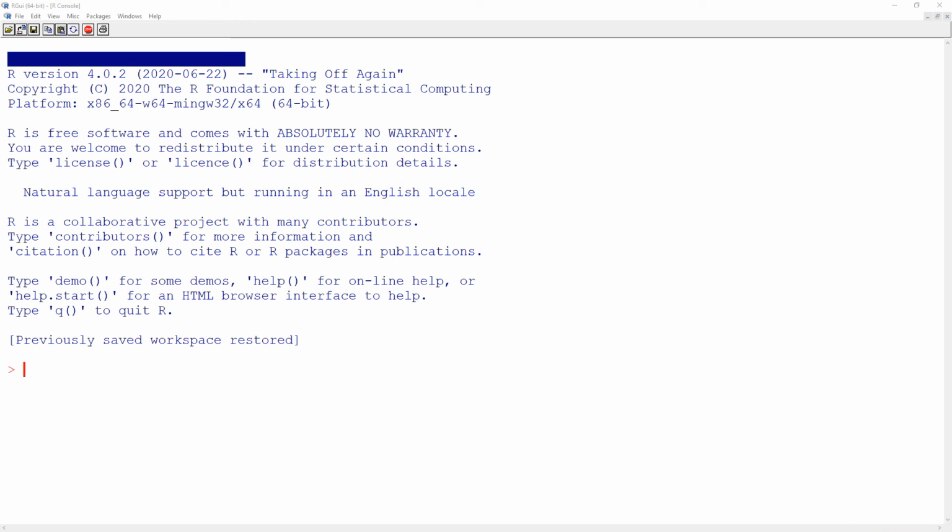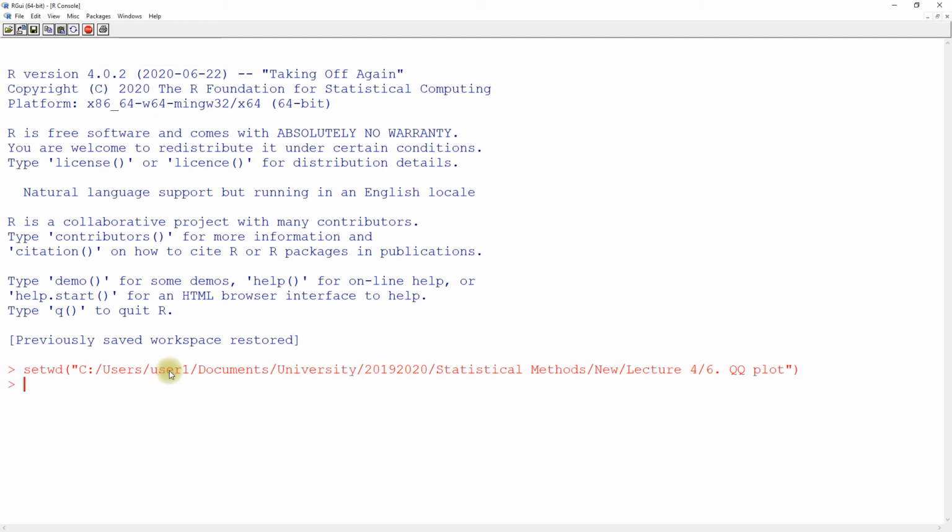Obviously, to be able to do that, you need to have the data saved somewhere. So generally I go through the procedure of setting my working directory. When I've set my working directory, I'm going to read the data file. I'm going to say data read.csv. It's already saved as a CSV file, which you need to do if it's not the case. And there was a header in it, as you saw. So what we want to do is plot a QQ plot for the BMI data.